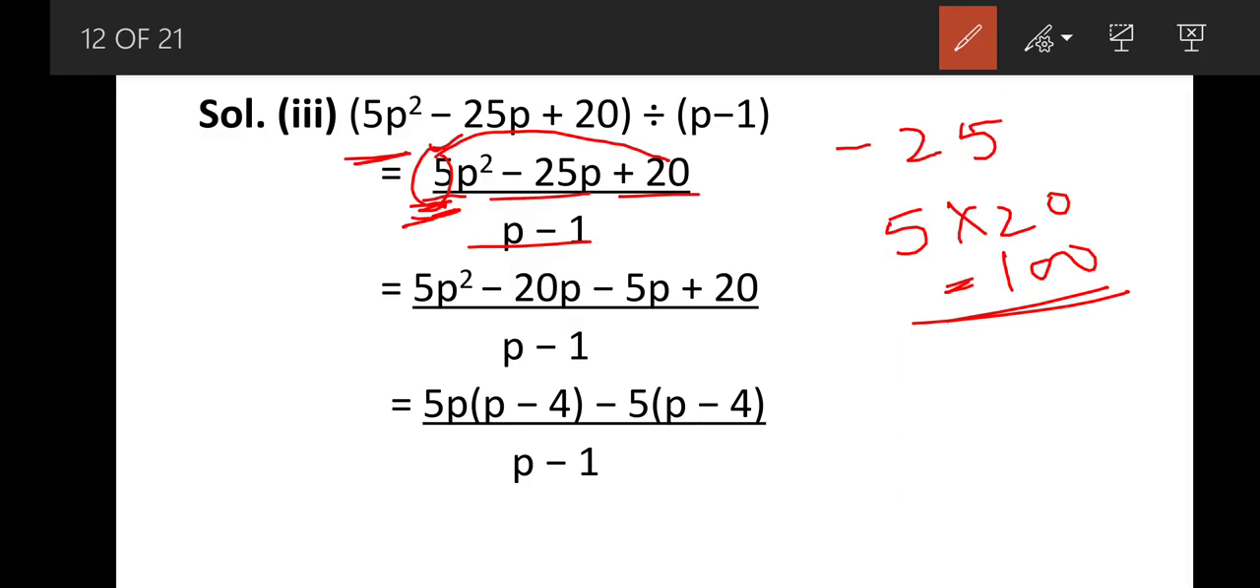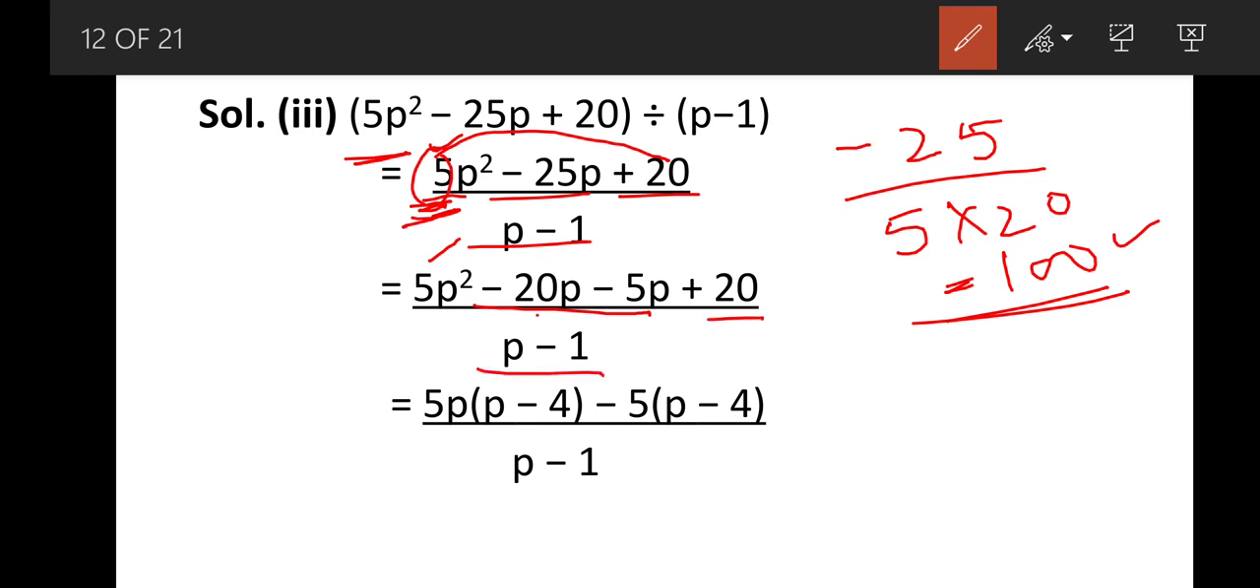So your product should be 100, and after adding you need to get −25. What are those two numbers? −20 and −5. If I add them I get −25, and if I take their product I get 100. So 5p² − 20p − 5p + 20, we need to divide it by p − 1.